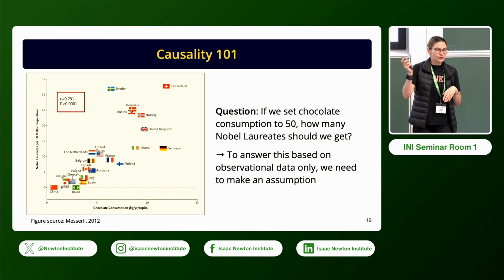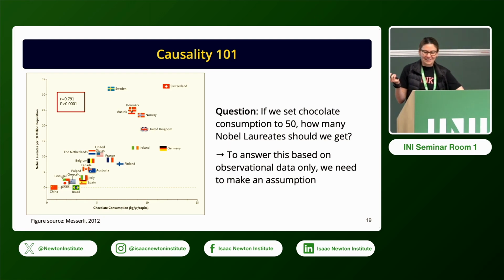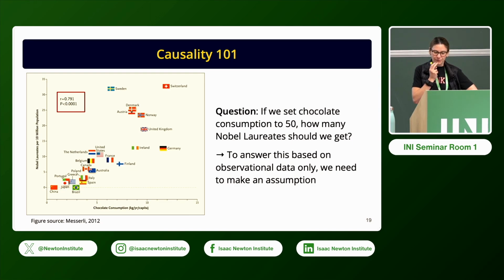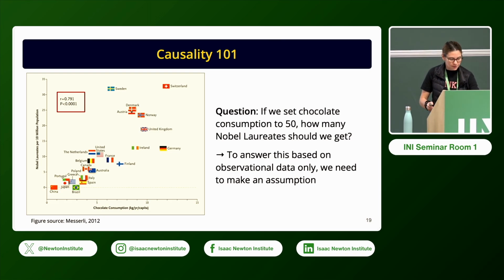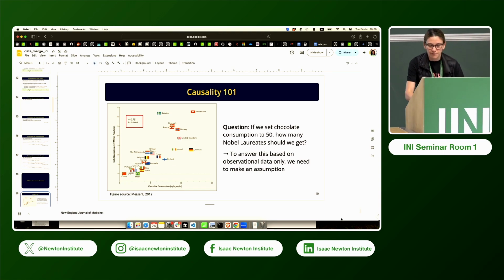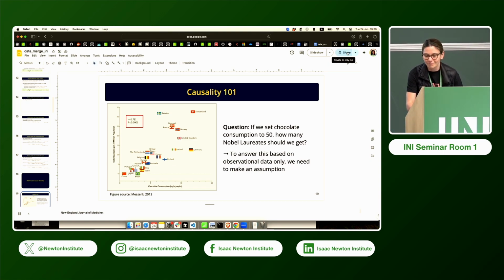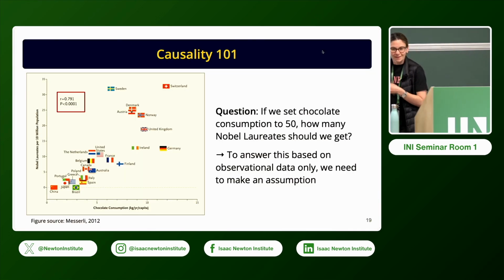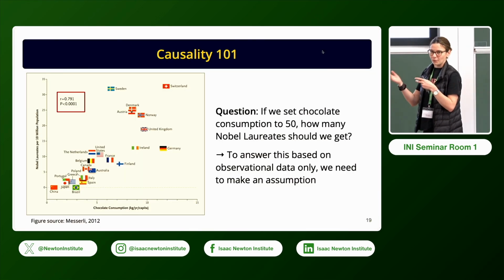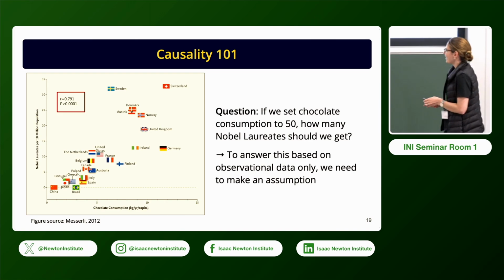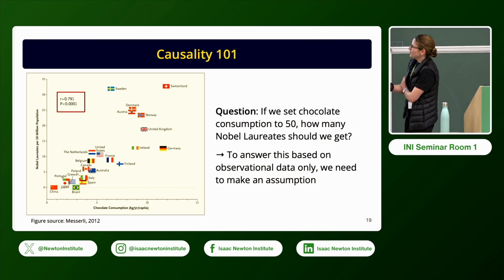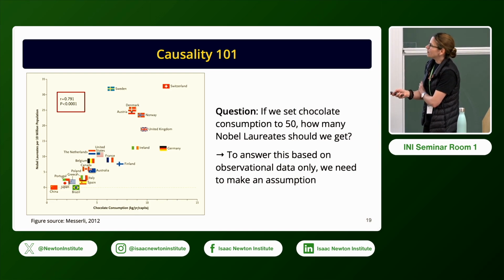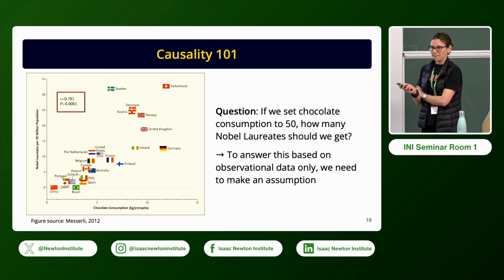Okay, so causality 101. Hopefully this is very basic, but I think it's important to make the point. This chart was taken from a paper in the New England Journal of Medicine. So this is a very high impact journal, and clearly it was done to actually prove a point that correlation doesn't imply causation. The paper looked at chocolate consumption and the number of Nobel laureates in different countries.